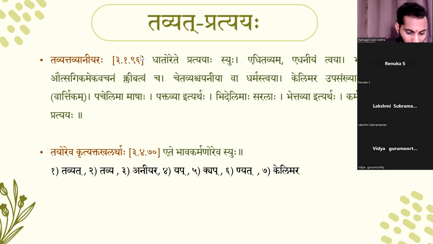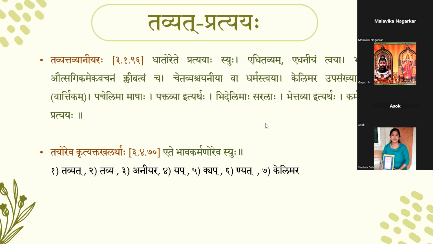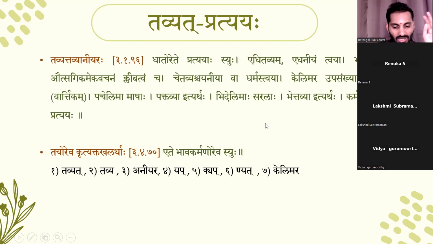If you have a doubt, you can raise your hand; if not, you can mute yourself so I can continue. Okay. Tavyat Tavya Aniyarah: Tavyat, Tavya and Aniyar. These three pratyayas are indicated through this sutra, and basically we are going to focus on Tavyat and Tavya pratyaya. So from the dhatu, from the main root. Please mute yourself. If you have any doubt, you can raise your hand and ask me.